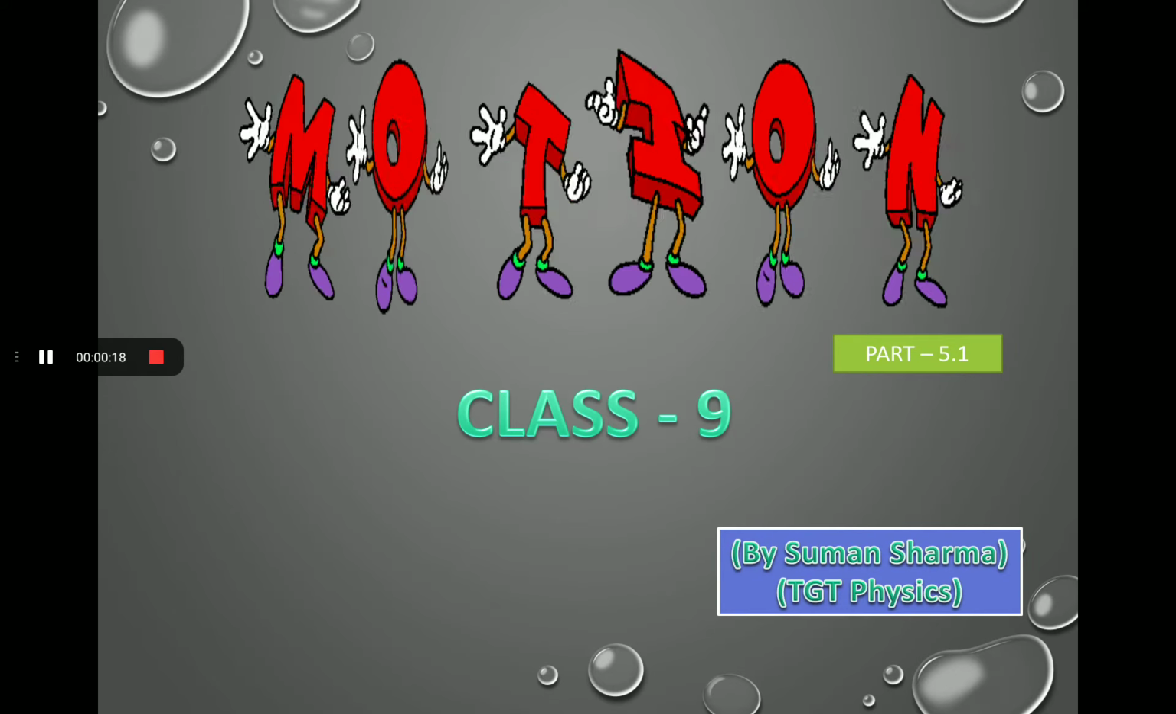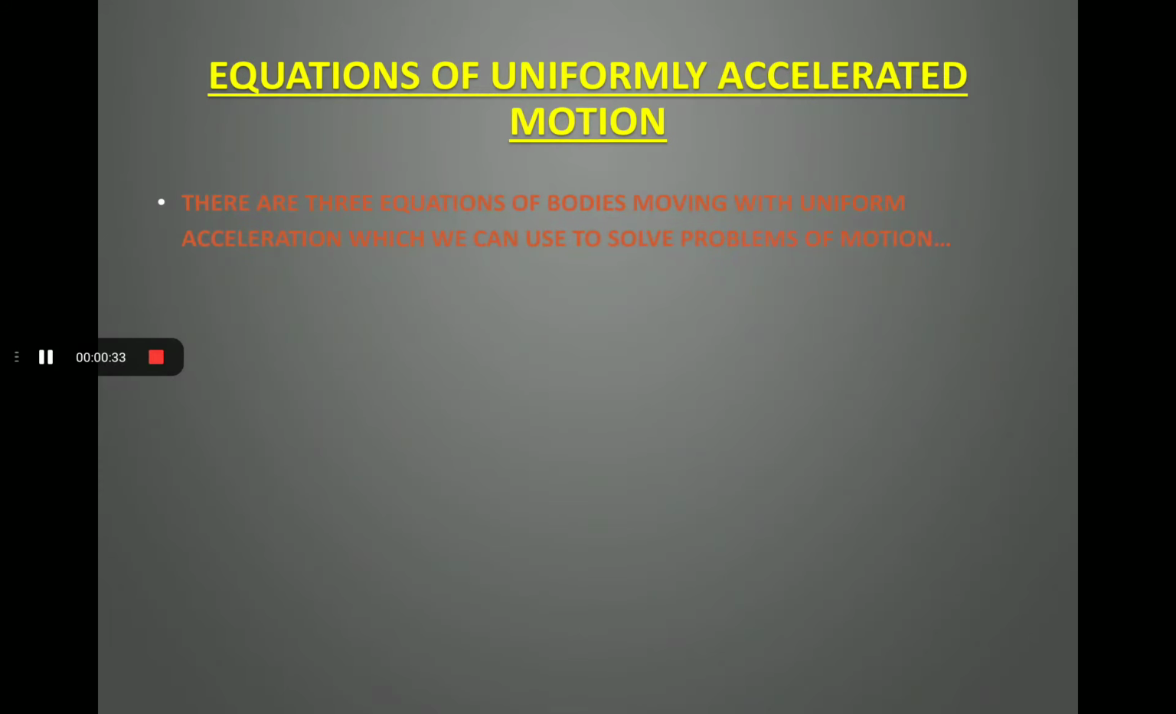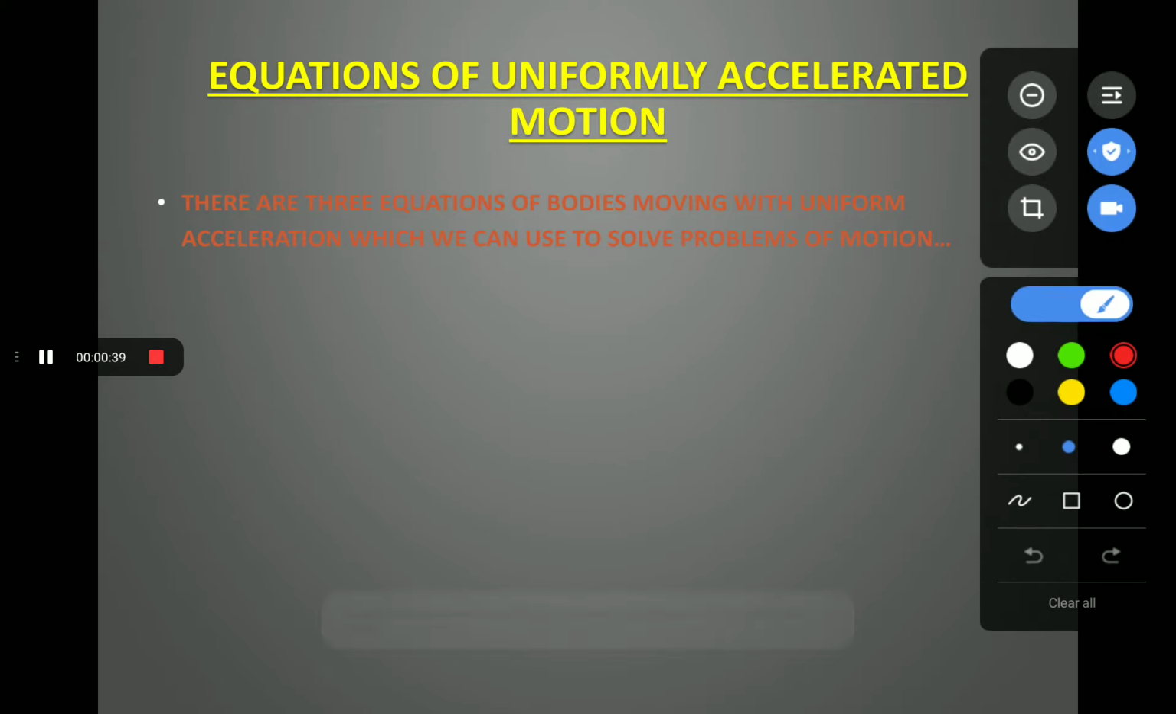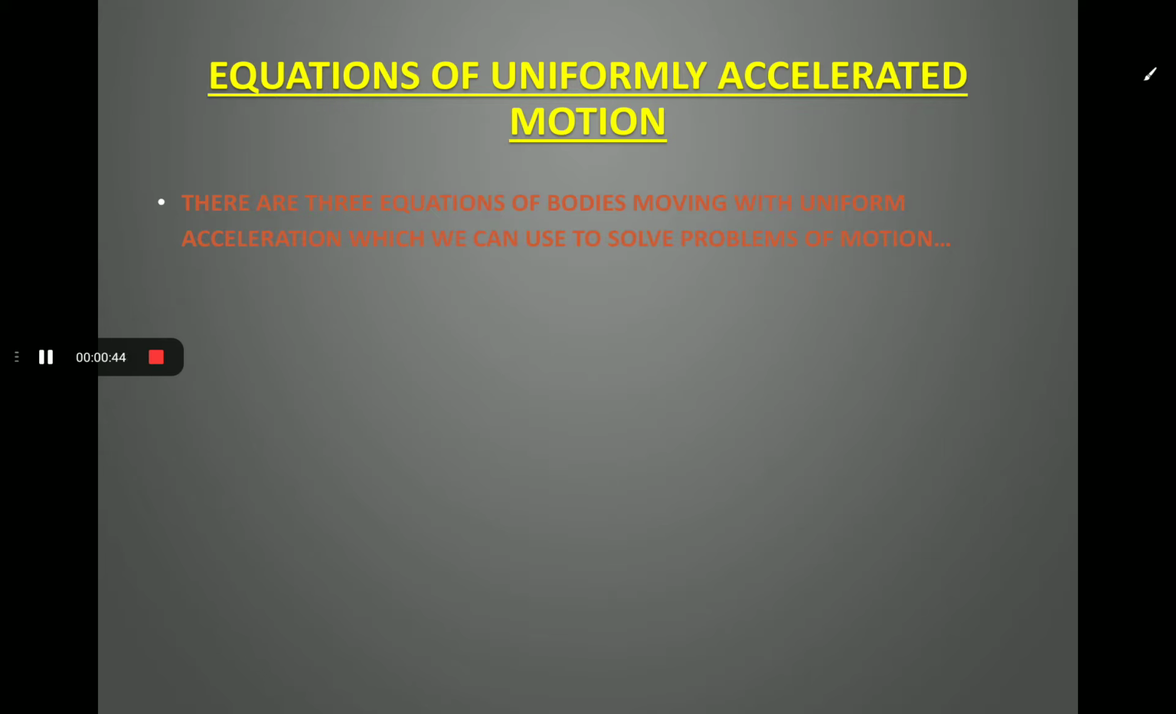As you all are watching, the motion letters are already dancing, I just love it. Now students, today we will study equations of motion. Here is the topic: equations of uniformly accelerated motion. Firstly, we will understand what this equation of motion is.